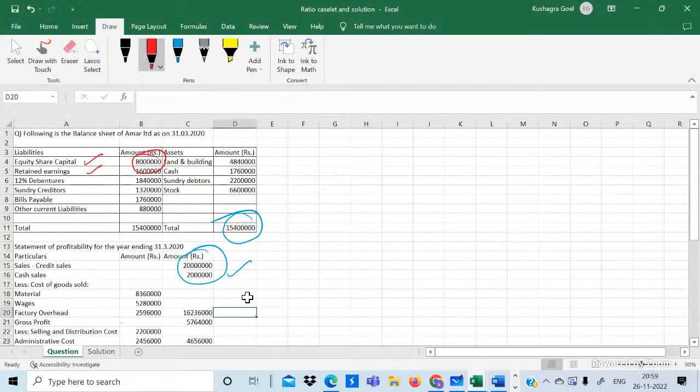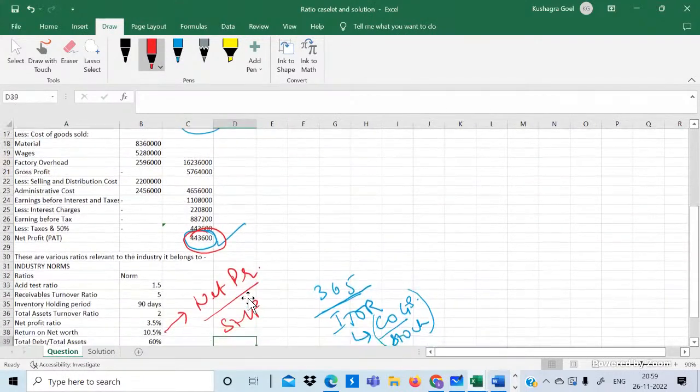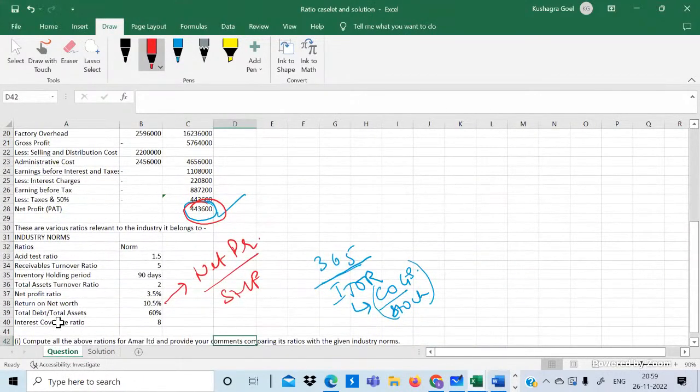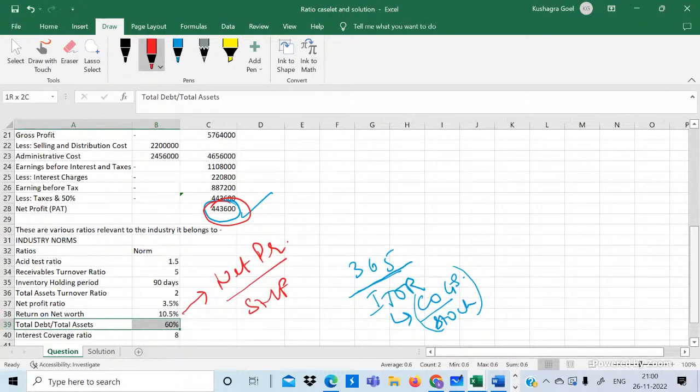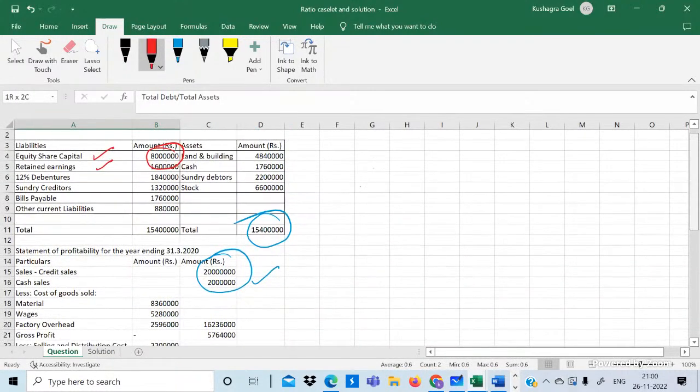Then let's look at the next ratio that they've calculated. Next ratio is total debt to total asset ratio. So what will be my total debt? My total debt will consist of long-term plus short-term. So I'll take all of this: debtors, creditors, bills payable, current liabilities. That's my total debt. And I'll divide it by the total asset, which is this number. So total debt upon total asset, you'll get some answer.